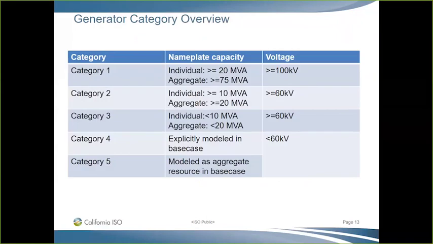This is an overview of the different categories and the nameplate and voltage that we used to determine these categories. For every generator, we look at the nameplate information we have on file as well as the interconnection voltage. If you believe that we have miscategorized you, and it might be because of wrong information we have, please reach out to us and we can work with you on that.